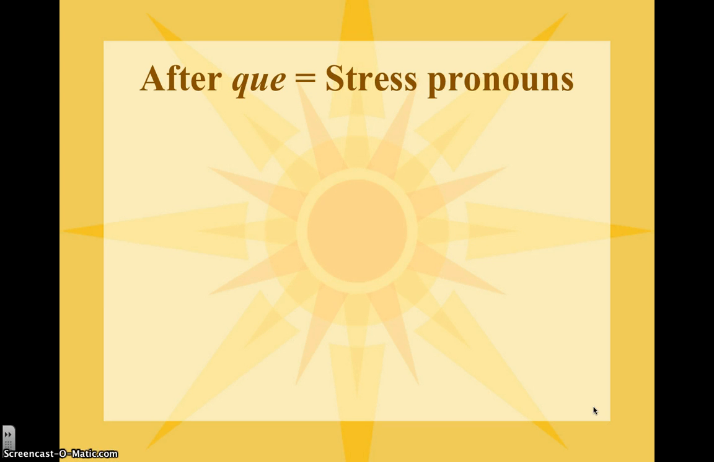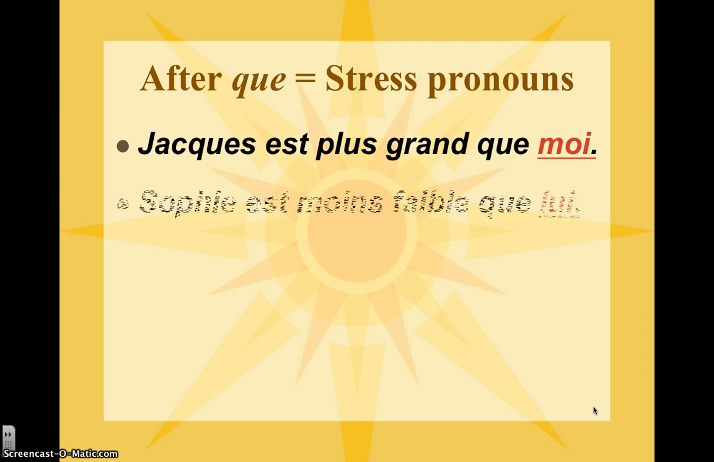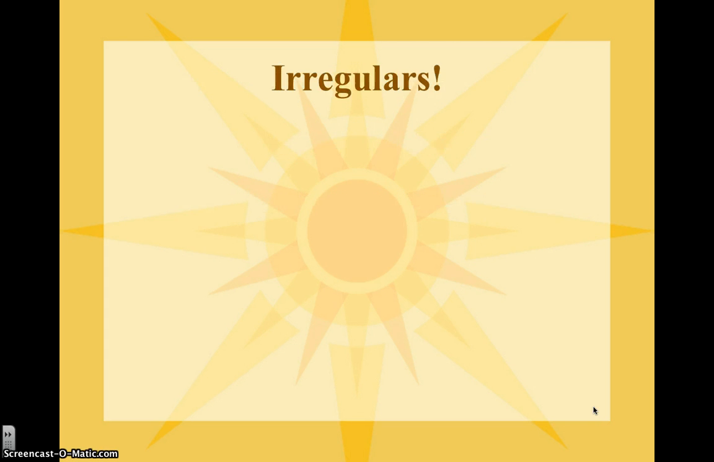After that que at the end, it doesn't have to be somebody's name. We can also use our stress pronouns. So here are a couple of examples. Jacques est plus grand que moi. Moi is a stress pronoun. Sophie est moins faible que lui. Sophie is less weak than him. So remember our stress pronouns: moi, toi, lui, elle, nous, vous, eux, and elles. So those are les adjectifs comparatifs.